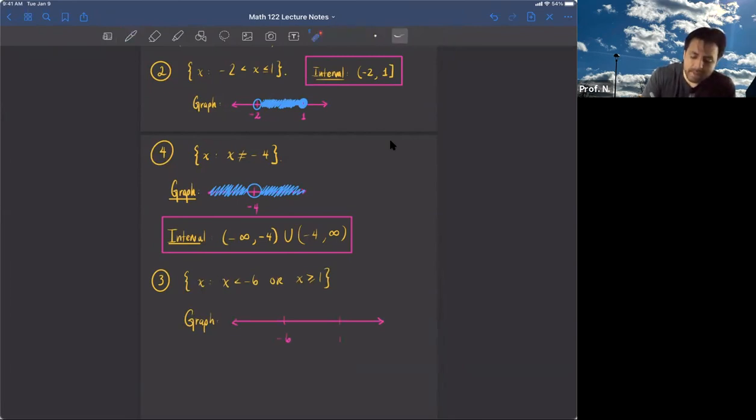Here, it says x is less than -6. So this means that I'm going to circle -6, but I'm going to shade everything to the left. And then it says x is greater than or equal to 1. So then I'm going to circle 1. I'm going to shade 1. And then I'm going to shade everything to the right of 1.